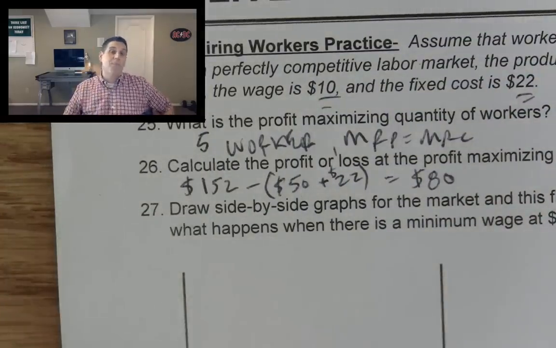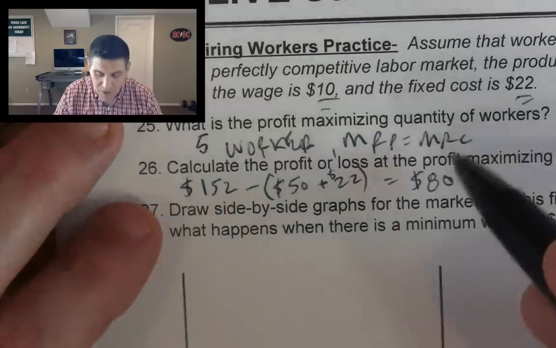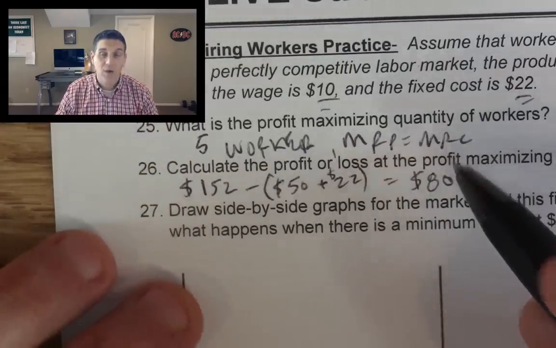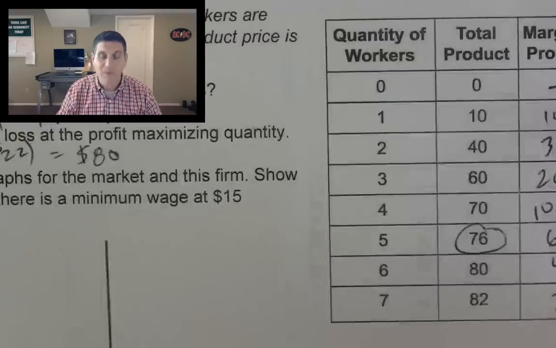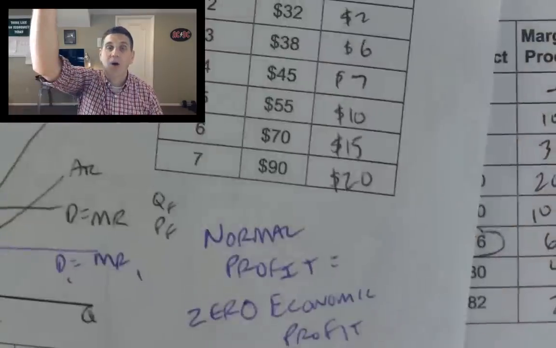$80 profit is the amount of profit that is made when you hire 5 workers, and it's the most amount of profit, right? The profit maximizing rule is a way of figuring out, okay, if I calculated the profit for every single one of these, 80 would be the most amount of profit I could possibly make. That concept also applies to what we did in Unit 3.